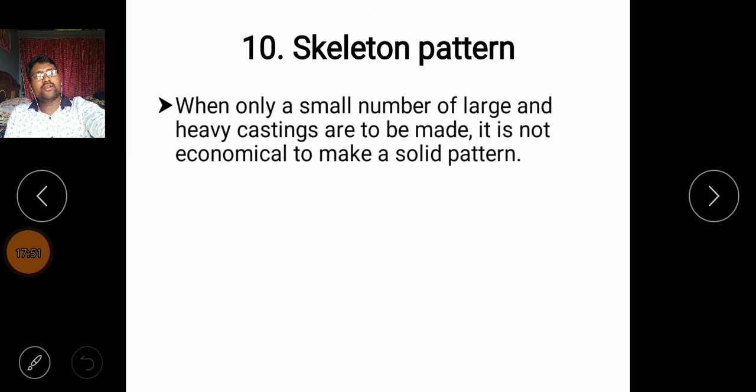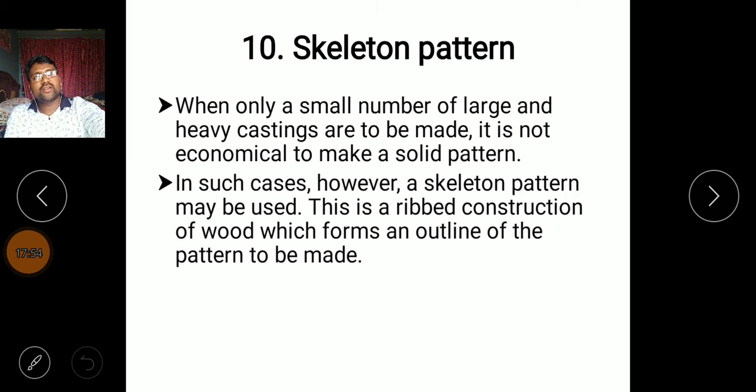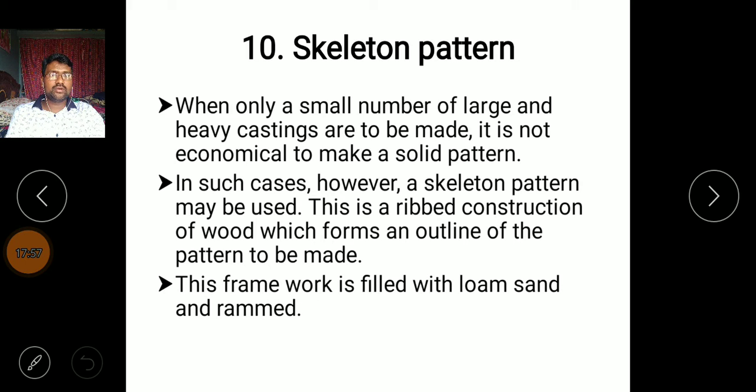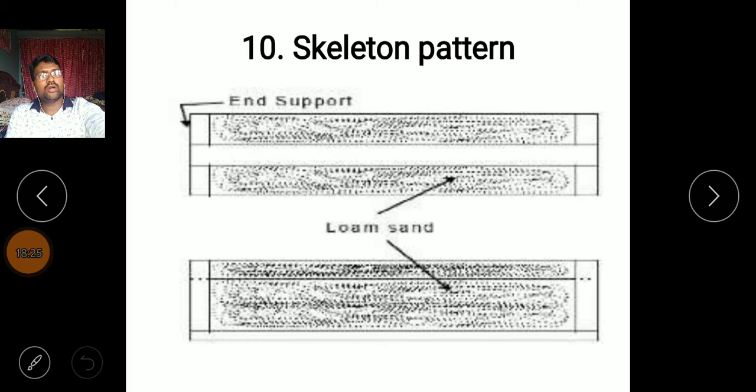Next, skeleton pattern. Suppose we have to make large objects, we have to use a skeleton pattern. For a skeleton pattern, we require only a small quantity of material. We have to prepare the skeleton pattern by using wood. In the skeleton manner, we have to fill this gap with sand. Observe, it is the skeleton pattern.